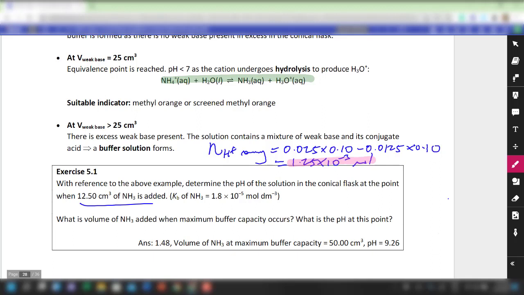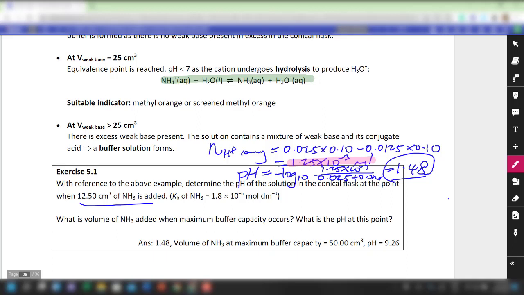Okay, so therefore pH will simply be minus log to the base 10 of this amount of H+. So minus log 1.25 times 10 to the power minus 3 divided by the total volume, which is 0.025 plus 0.0125. Okay, so I should be able to get 1.48. Again, this value has not much significance, so do not be bothered by half equivalence point if that particular point is not a buffer. There's no point in looking at it when it's not a buffer.